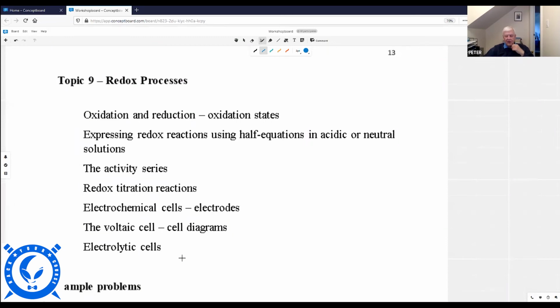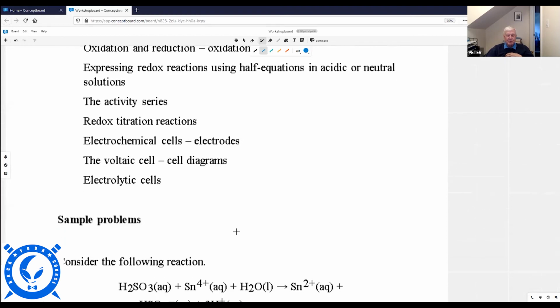And finally, there are electrolytic cells, which are the ones in which you impose a potential across a system to deliberately make it do the non-spontaneous transformation. That requires you to input energy to do that. The electrochemical cells run spontaneously and give you useful current that you can use to do things with. All right, let's see what sample problems we have here.